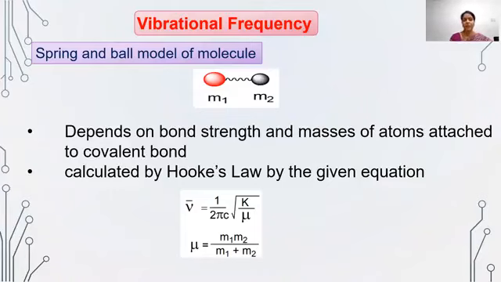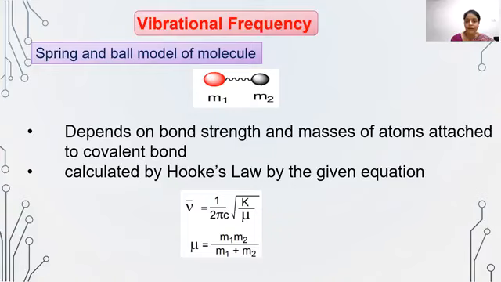In the last lecture, we were discussing a spring and ball model of a molecule. According to this model, the atoms are similar to balls of different masses, and these atoms are connected by a covalent bond which is like a spring. And just like a spring, this covalent bond is always in a state of constant motion. The frequency associated with this vibration is known as vibrational frequency.